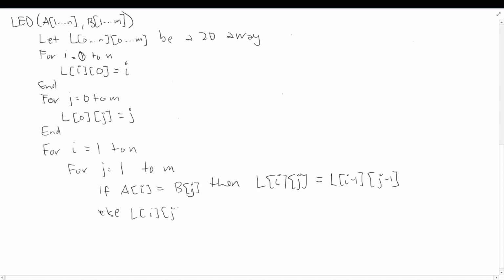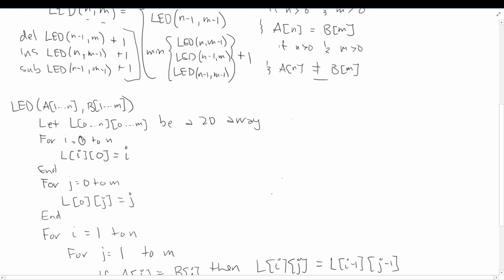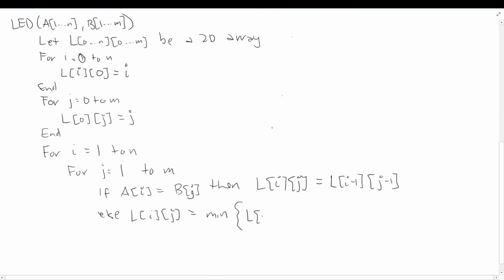L i j is equal to the min of L, let's be careful here, we had three cases, one's above, one's to the left, and one's diagonal. So we have L i minus 1, j, L i, j minus 1, and L i minus 1, j minus 1.